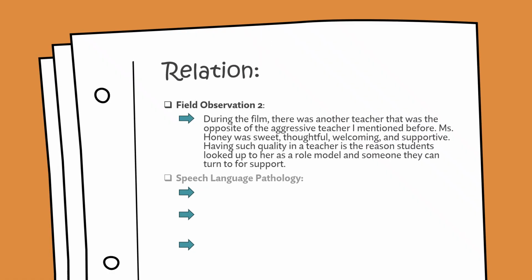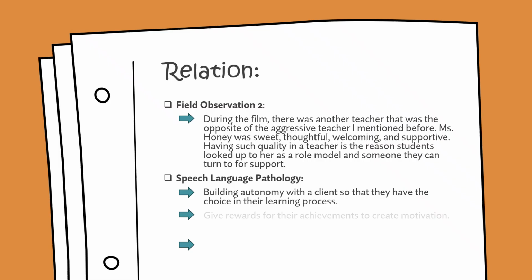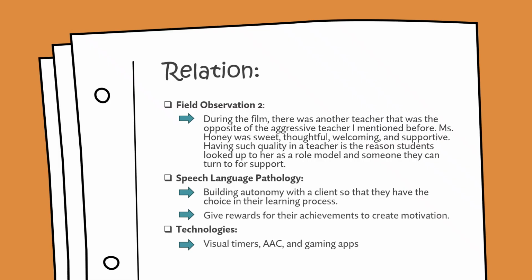To relate this to my field observation project, during a film, there was a teacher that was the opposite of the aggressive teacher that I mentioned before. Her name was Miss Honey. She was very sweet, thoughtful, welcoming, and supportive to her students. And having such quality in a teacher is the reason why the students looked up to her as a role model and someone that they could come to for support.